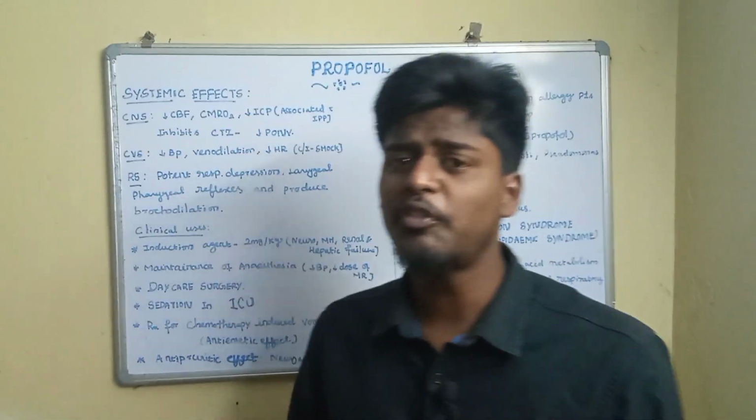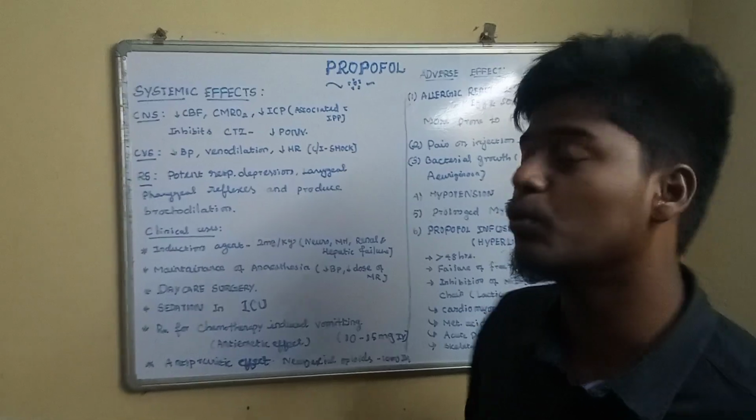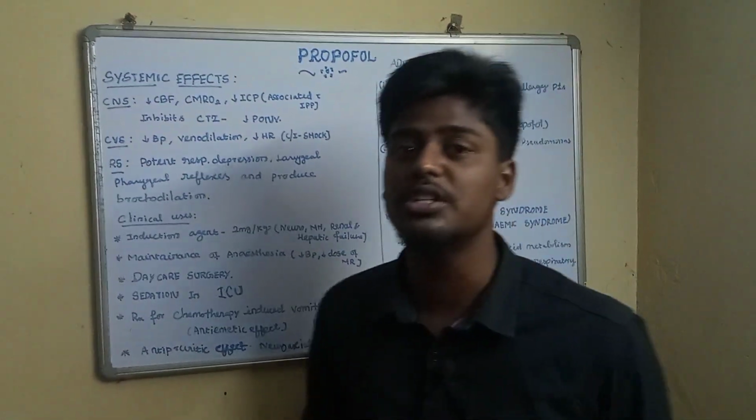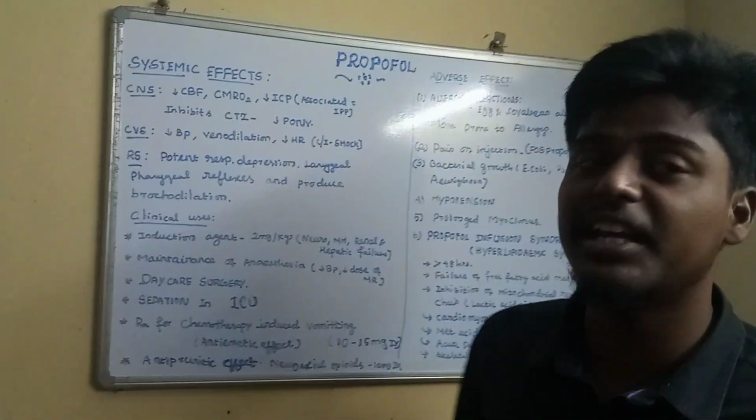Now we will learn about the clinical uses of Propofol. Propofol is commonly used as an induction agent, as we already know, at a dose of 2 to 2.5 mg per kg. Especially, it is used in neurosurgical anesthesia. We already know it is the second drug of choice for neurosurgical anesthesia, and for malignant hyperthermia.